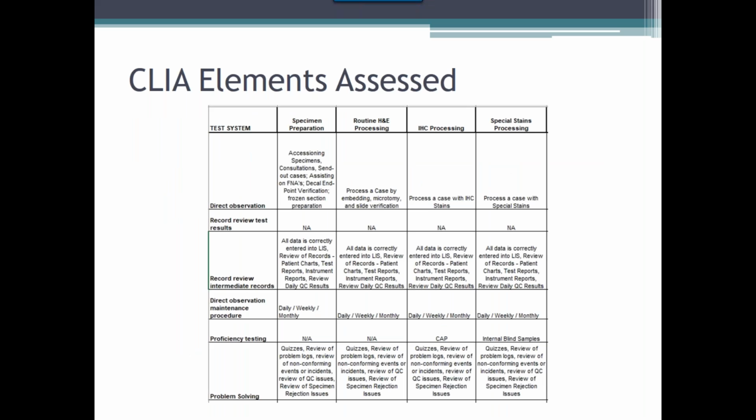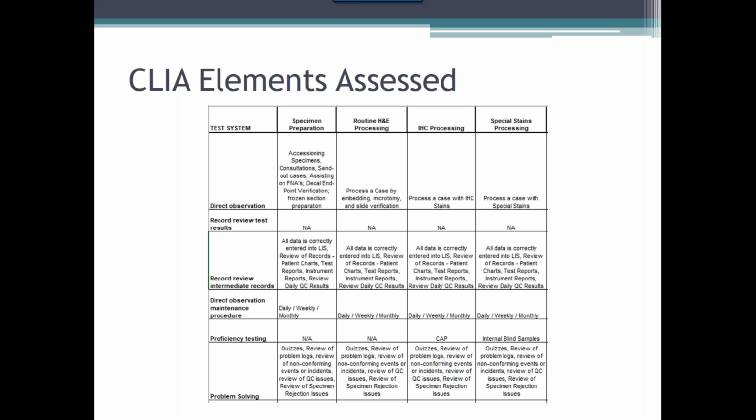So let's look at an example of a competency assessment. On this slide, you will see an example of a competency that has been completely built. It shows all of the test systems listed at the top, and then the CLIA elements listed down the left-hand side. And then the squares on the inside are the learning activities and the method of evaluation that are reflected for each one.